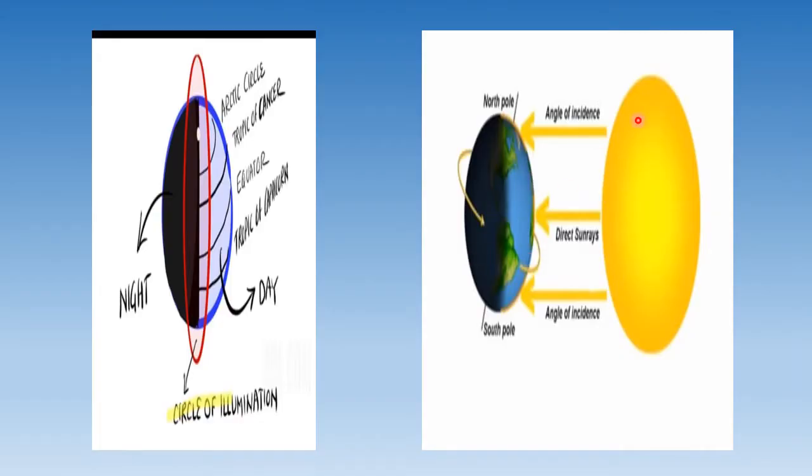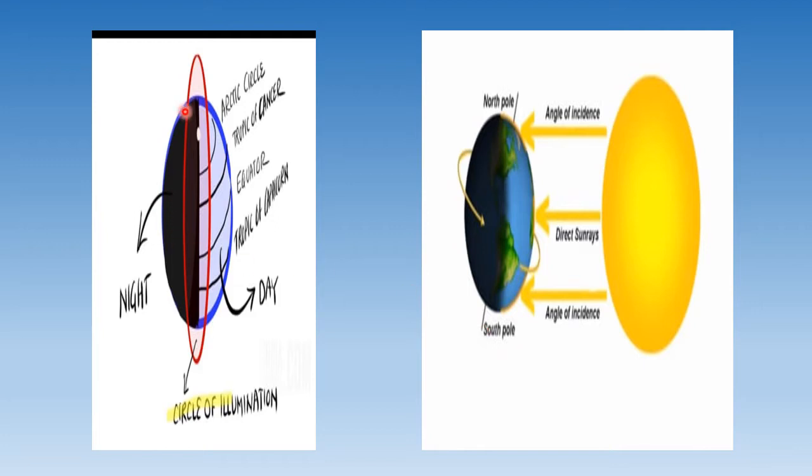Now see, this is our planet earth, this is our north pole and this is our south pole, and this is the direction in which our planet moves. Now how is the earth receiving sun rays from the sun? That part is lit. Over here, this is your angle of incidence. Here sun rays are falling directly in this picture.